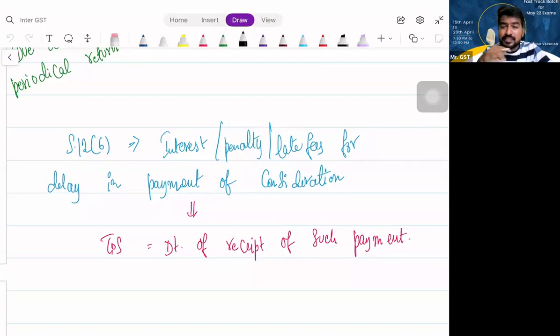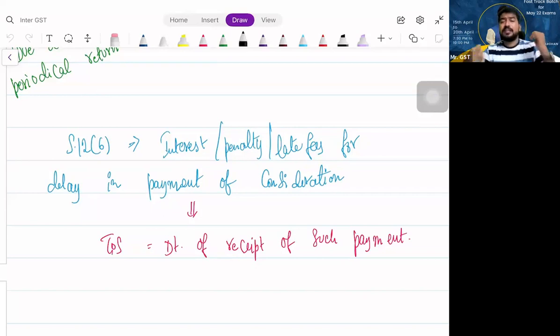For what purpose? I am charging that for delay in payment of consideration. For that, now I am receiving. See, she is making payment after some 45 days. She paid 1 lakh, and she also paid interest, let us assume some 700 rupees. On that interest also you should pay GST. Hope you remember that. If there is interest or late fee or penalty for delay in payment of consideration, on that GST should be paid.